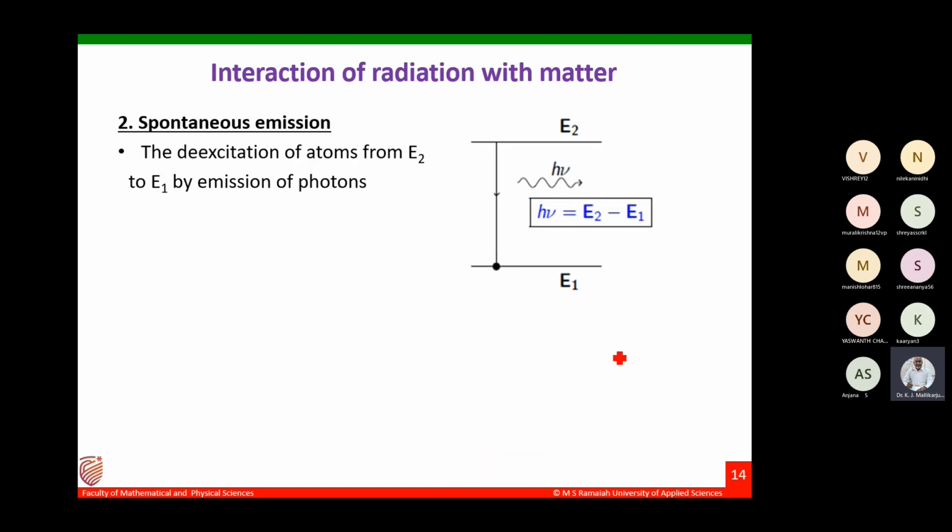Second one is spontaneous emission. Now assume that your atom is already in the excited state by some other way. At that point, what happens? Here, though the heading is interaction of radiation with matter, at this point the radiation need not interact with the matter at all. In this case, the moment the atom goes to a higher energy level, this higher energy level is an unstable state.